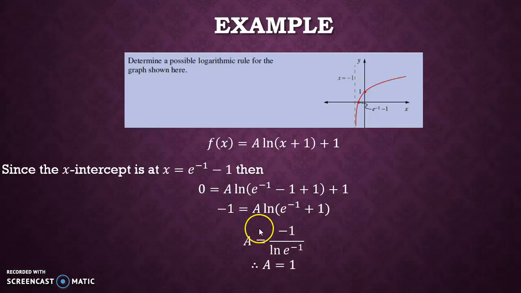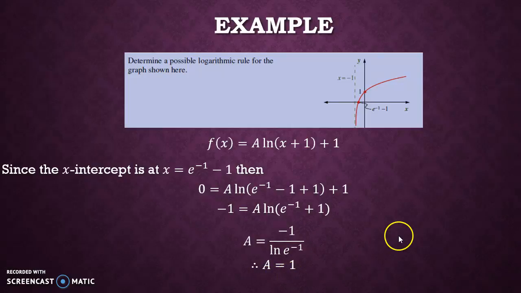This pen is not working, doesn't matter. That minus 1 plus 1 should cancel out, so that bracket should be there. So we've got minus 1. So a equals -1 divided by log e minus 1 to give us a value of a equals 1.